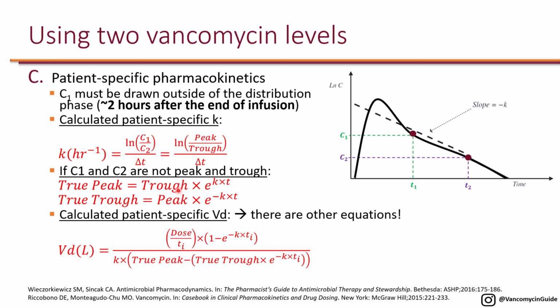We can also use this equation, which is actually a rearrangement of the same equation. You just have to make sure that you use the correct T. So the T is basically the time it takes from true peak to trough. So one way to calculate this T for true peak is to subtract infusion time from tau. You can also calculate the true trough, assuming that C2 was not a true trough. If C2 was indeed the true trough, then there is no need to calculate it.